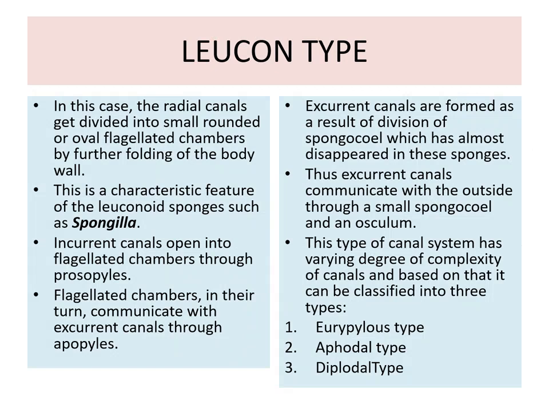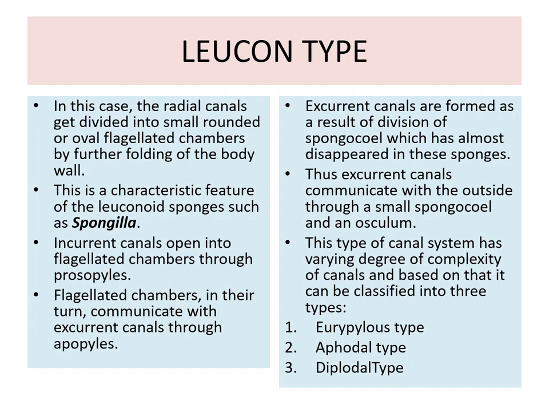Now coming to the third one, that is the Leucon type of canal system. In this case, the radial canal gets divided into small rounded or oval flagellated chambers by further folding of the body wall. This is a characteristic feature of leuconoid sponges such as Spongilla. Incurrent canals open into the flagellated chambers through the prosopyle.